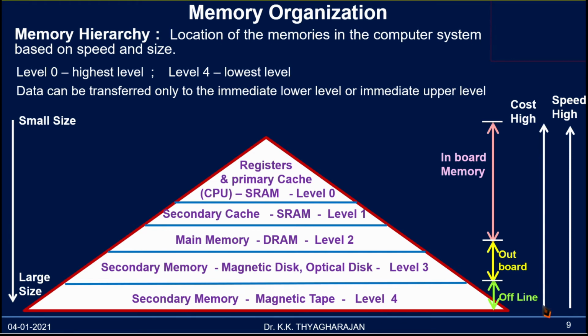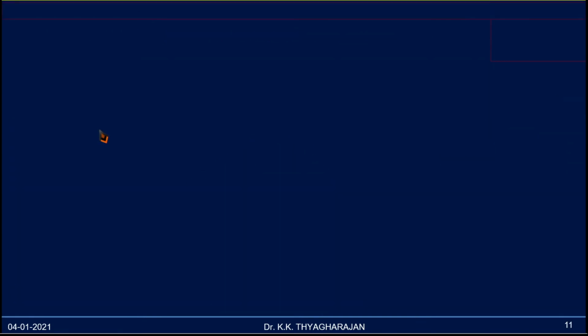When you go from bottom to top, cost increases and speed also increases. But when you go from bottom to top, size is decreasing. That is, at the top, the size will be small. When you are moving to the bottom, the size of the memory will be large and its capacity will also be large. You remember this one. Based on this, we will see some MCQs. Now let us see the questions.